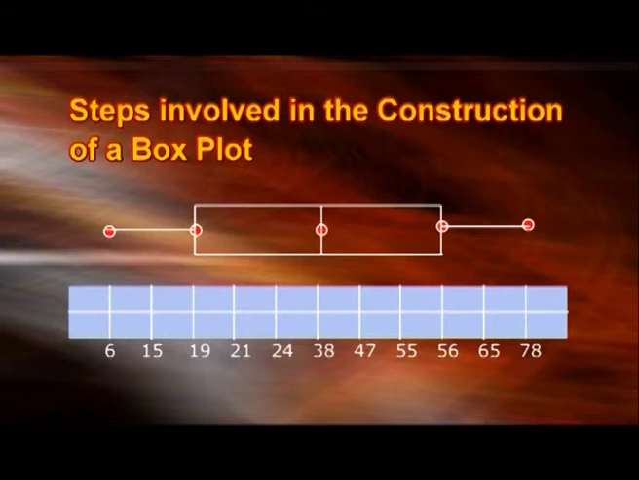Next, we draw a box by connecting the vertical lines drawn through the lower quartile, median, and the upper quartile. Next, we draw the whiskers from the extremes to the box. The extreme values are 6 and 78.